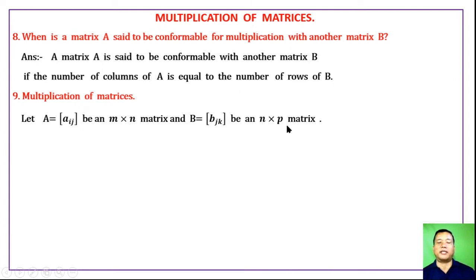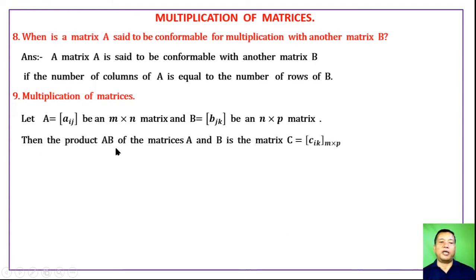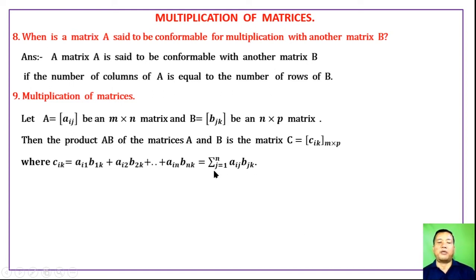Then the product AB of the matrices A and B is the matrix C whose element is Cik. Order is M by P, where Cik is Ai1 B1k plus Ai2 B2k plus dot dot plus AiN into BNk, which is equal to the summation of Aij into Bjk. Summation is varying from j equal to 1 to N.